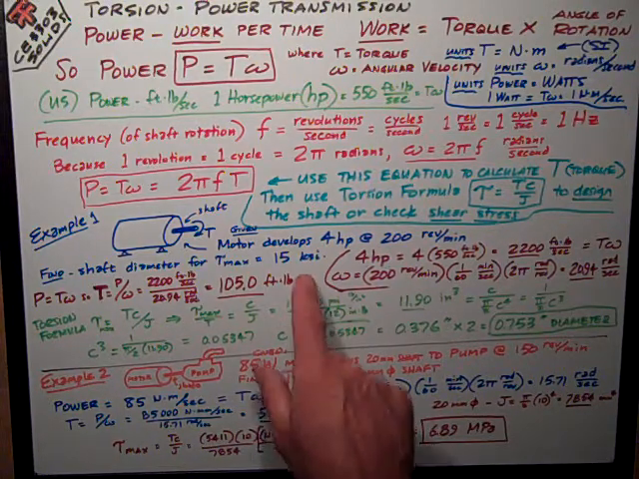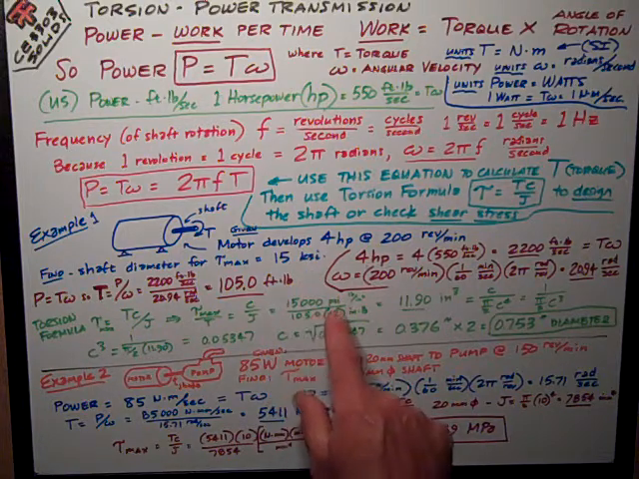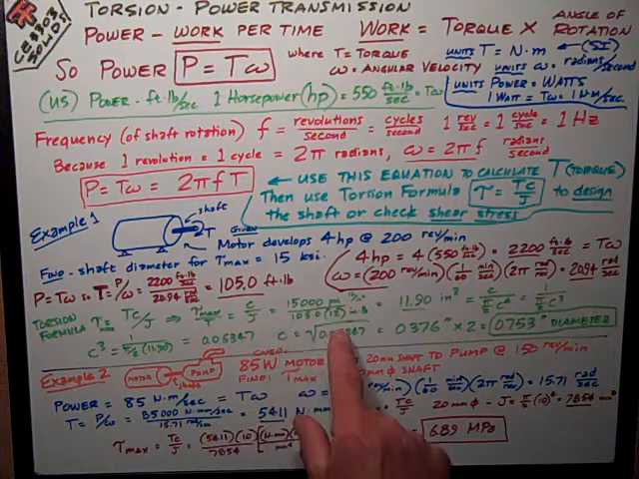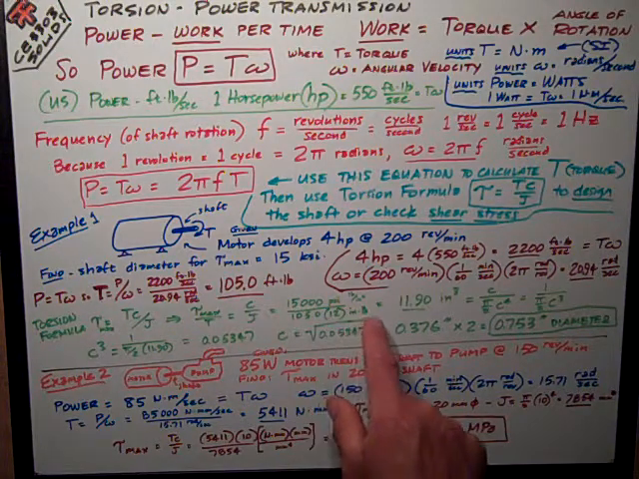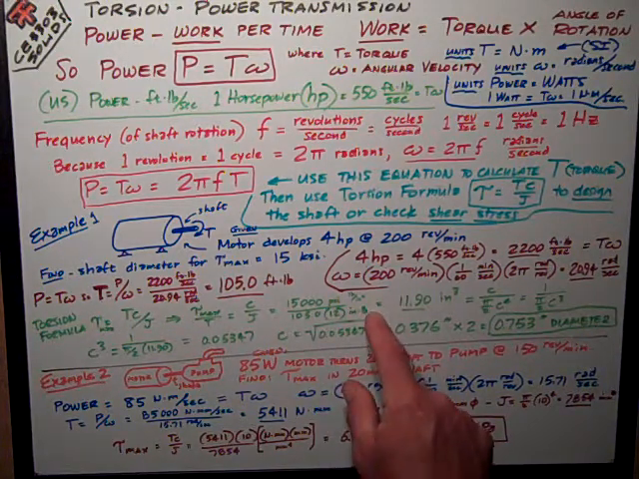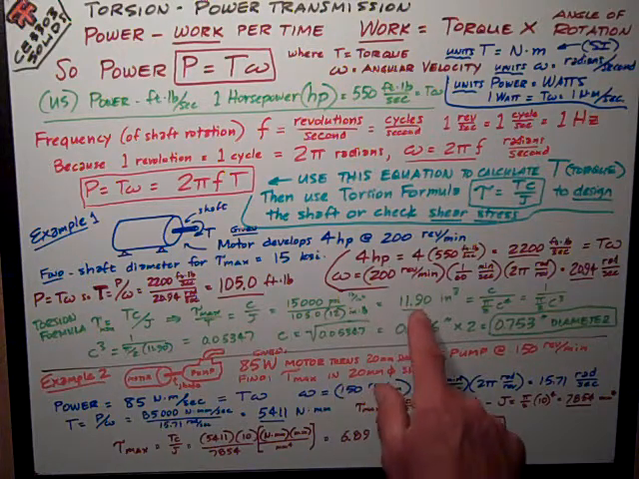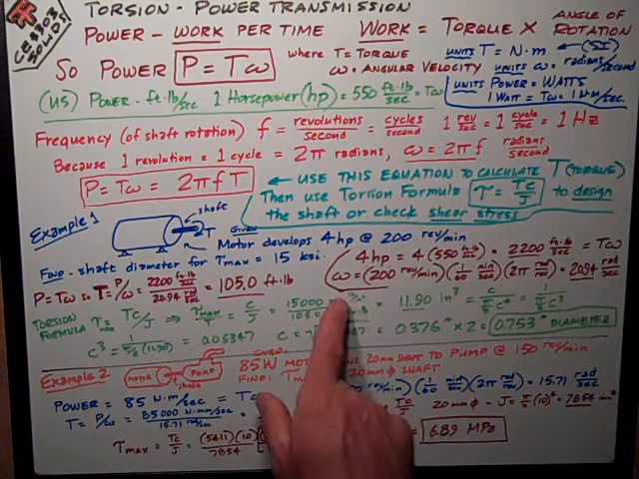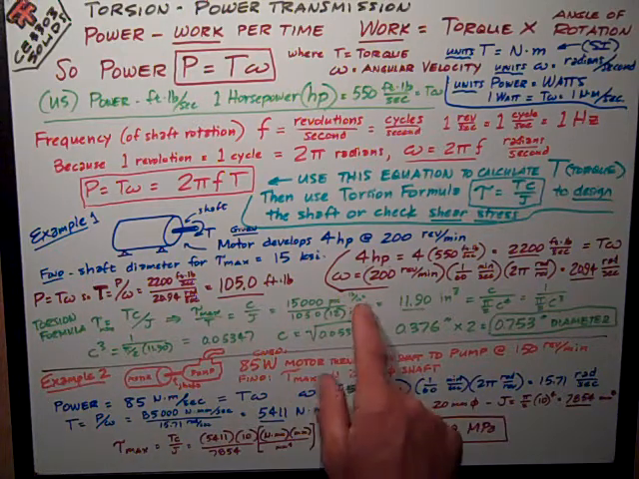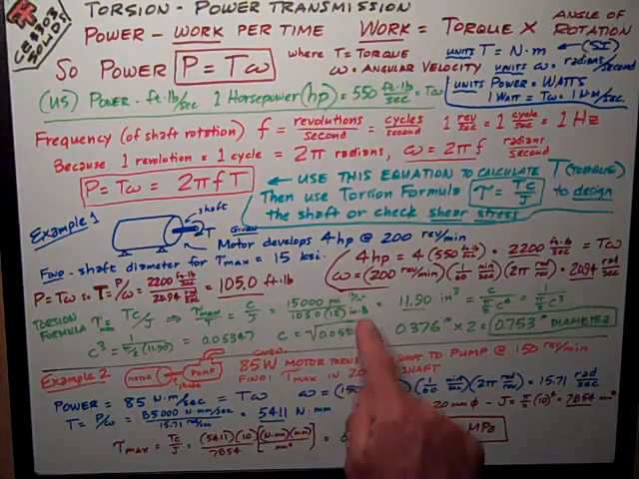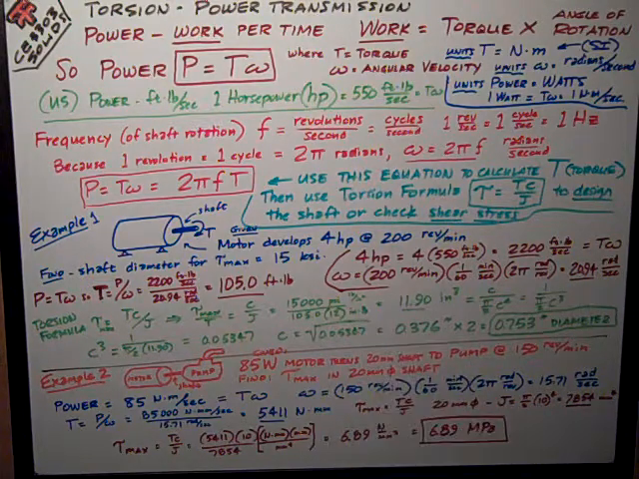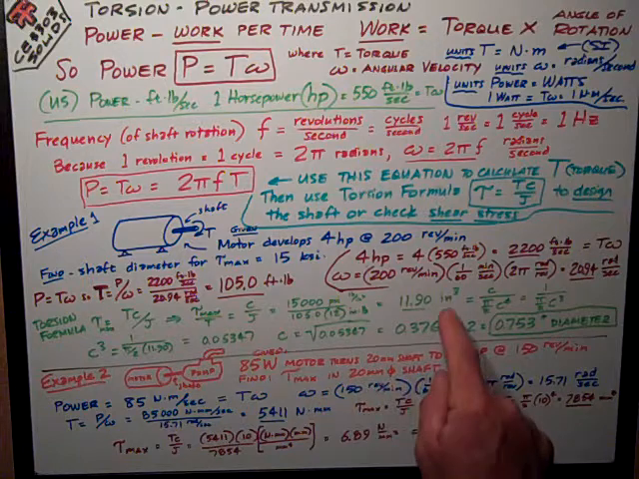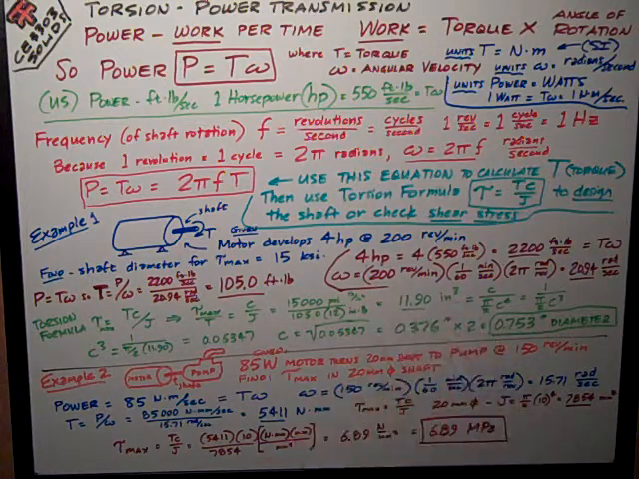I got 15 ksi is 15,000 psi, divided by 105 foot-pounds. I need to multiply by 12 to get it into inch-pounds to get my units correct. It's 11.90 inches cubed. Looking at the units, I got pounds per inches squared on the top, divided by pound-inches, and the pounds cancel out, and I get inches cubed on the top.